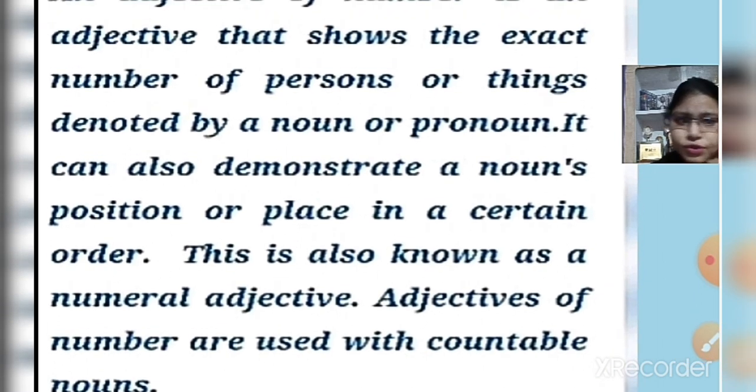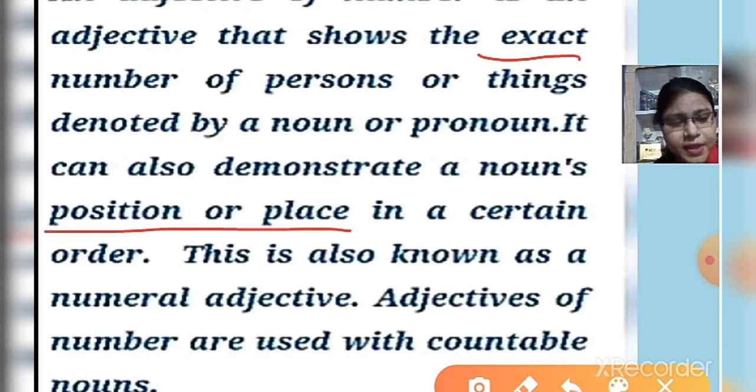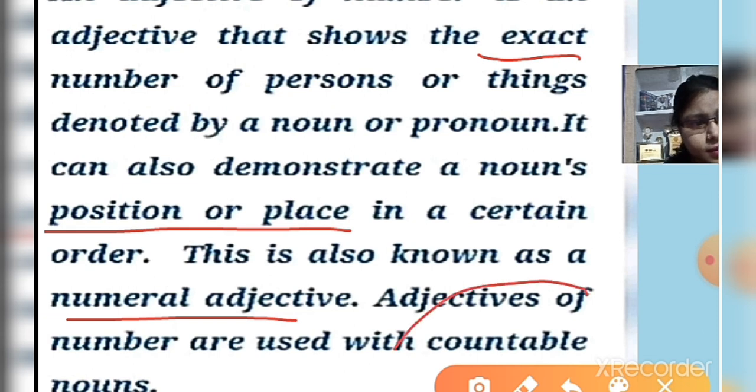Clear? So the things you have to keep in your mind: adjective of number is that type of adjective that always shows the exact number of person or thing. Also it demonstrates the noun's place and position. Thirdly, it is also known as the numeral adjective. And the fourth is that it can only be used with a countable noun. So there are 4 points that you have to remember.